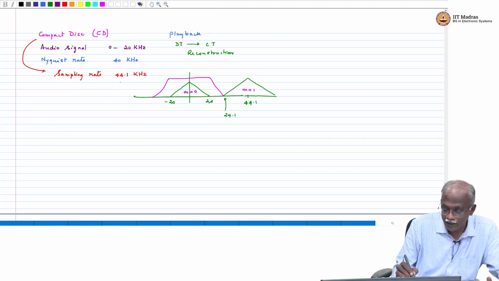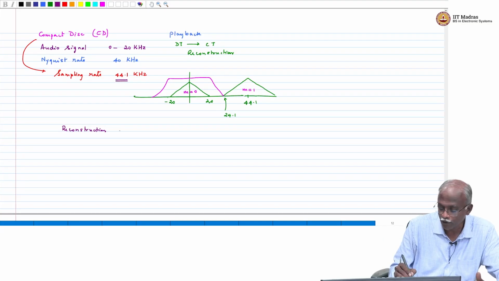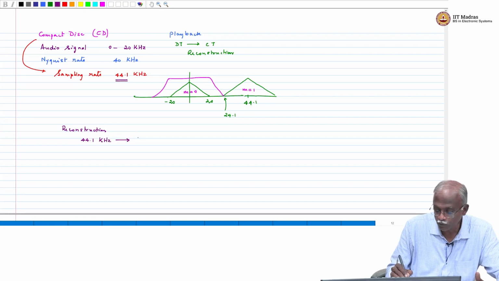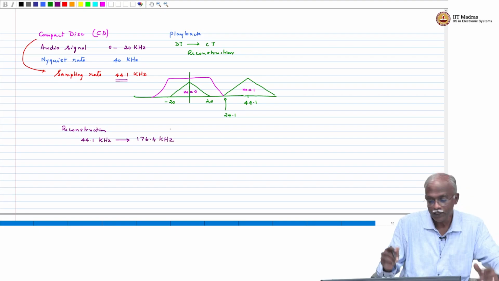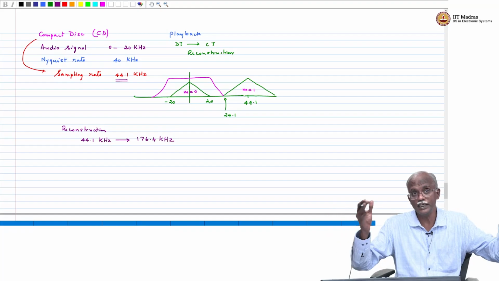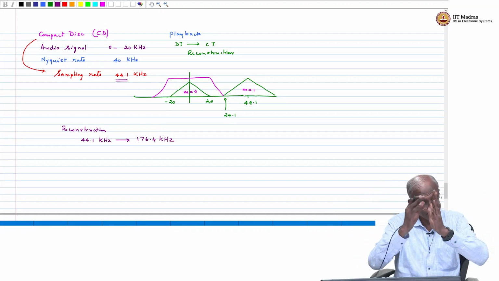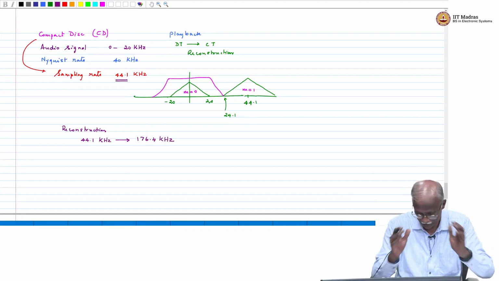CD players actually, instead of 44.1, in the reconstruction process, the first step that they do is to convert from 44.1 kilohertz, they increase the sampling rate to 4 times, 176.4 kilohertz. Okay. So now what you have is a discrete time signal which is sampled at 176.4 kilohertz, a very high sampling rate.